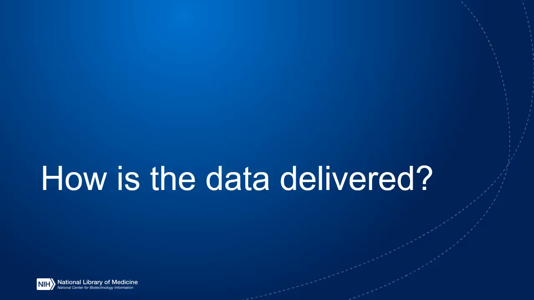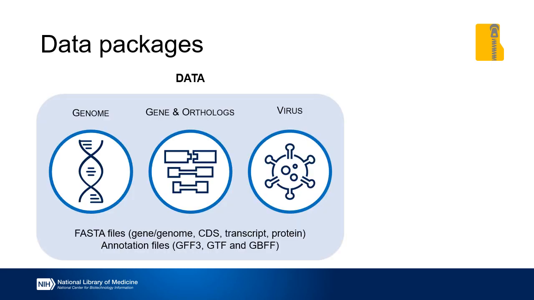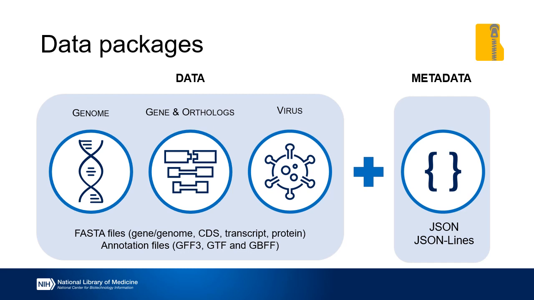Now that I introduced NCBI Datasets to you, the next important point is to understand how the data is delivered. For all options, data is delivered as a data package, which is a zip archive that contains both data and metadata files. Depending on availability, we have sequence files in FASTA format and annotation files as GFF3, GTF, or GBFF formats. The metadata files are in JSON or JSON lines format, and they consolidate information spread over multiple files on FTP, which simplifies access to that information.